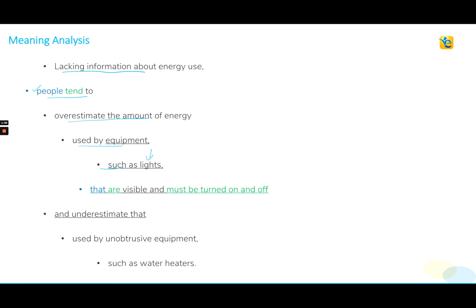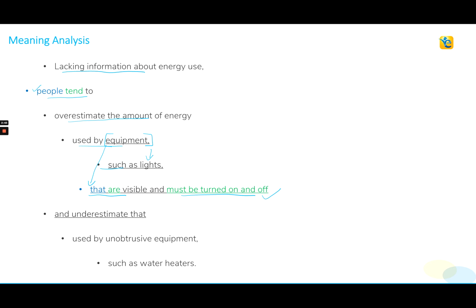Let's read further. That are visible and must be turned on and off. Okay, so the author is talking about a very specific equipment in this part of the sentence. What kind of equipment? An equipment that is visible, that can be seen, and must be turned on and off. Okay, so putting everything together till this part of the sentence, we understand that people lack information about energy use, and so they tend to overestimate the amount of energy that is used by equipment that is visible and must be turned on and off. And one of the examples of such equipment is light bulbs.